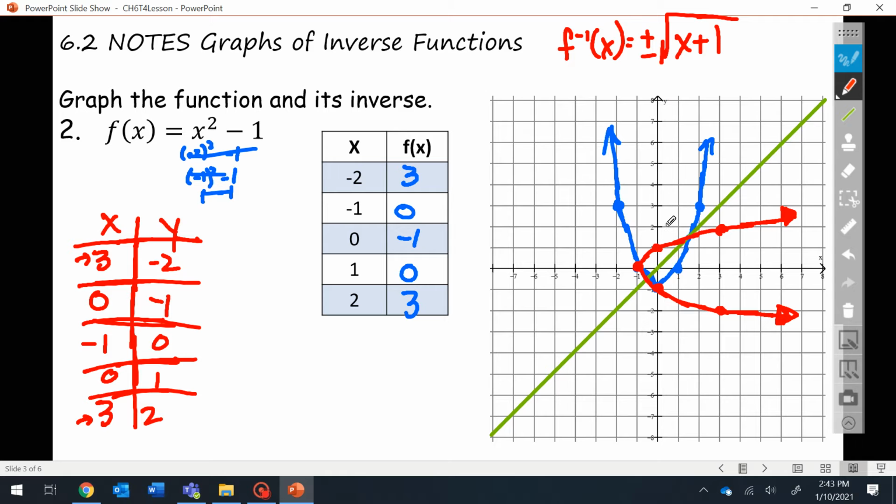But regardless of that fact, you can see that the blue parabola and the red parabola are reflections of each other over this green line.